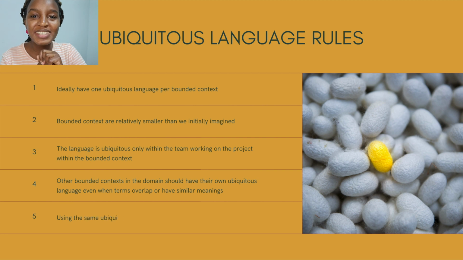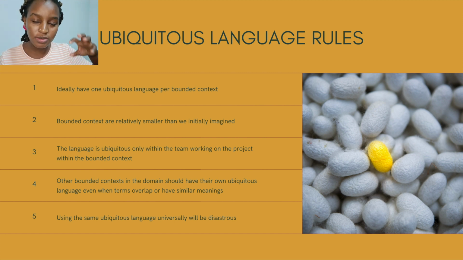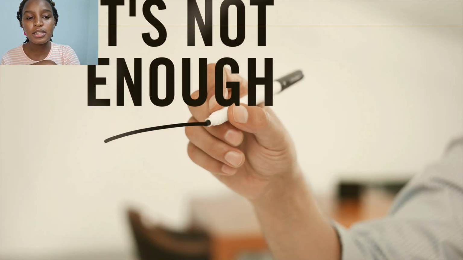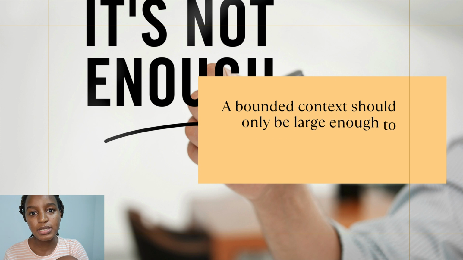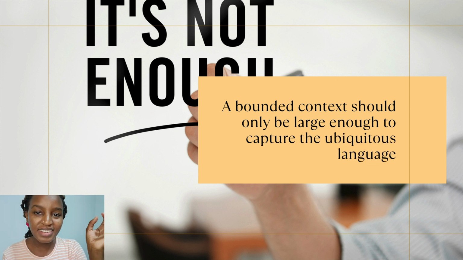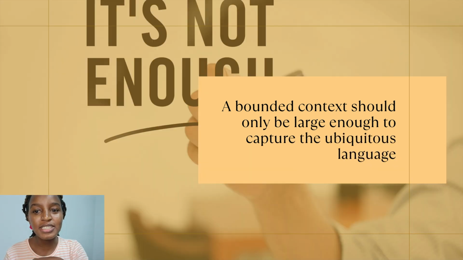Again, according to what you're modeling, you get to see all that and know that you'll need to have other bounded contexts use their own languages even when the terms are overlapping. And lastly, using the same ubiquitous language universally will be disastrous, because these are different bounded contexts, and they should all have their own languages. Don't try to put all of them together. A bounded context should only be large enough to house this ubiquitous language, nothing more, nothing less. That's a good way to size it.